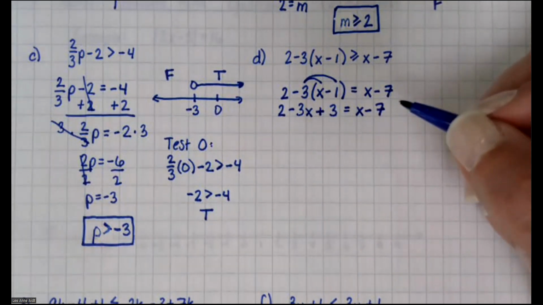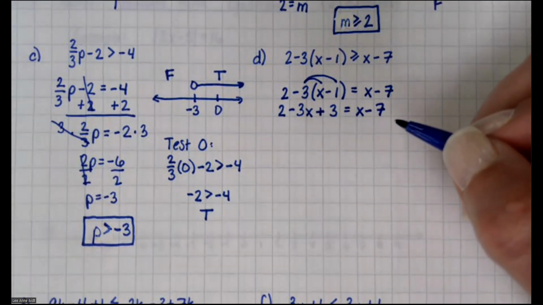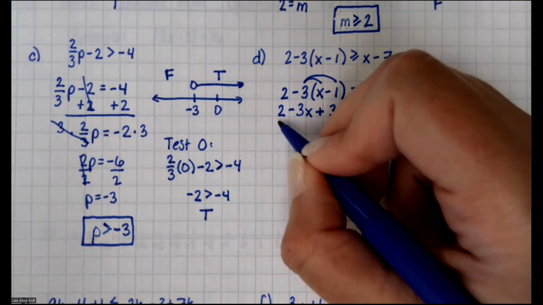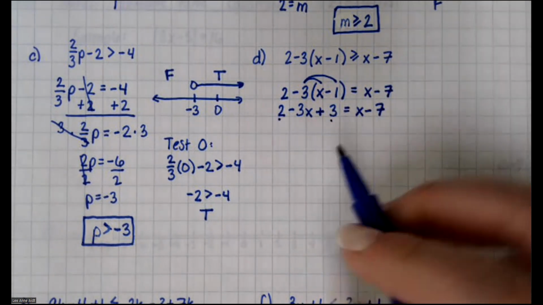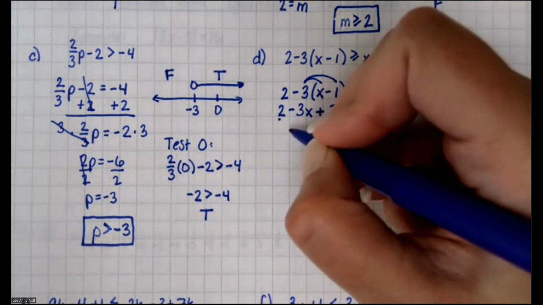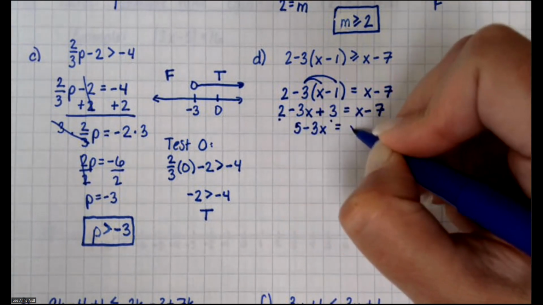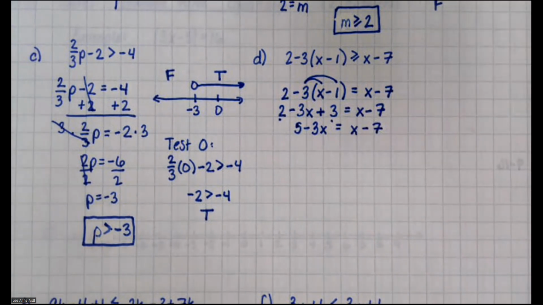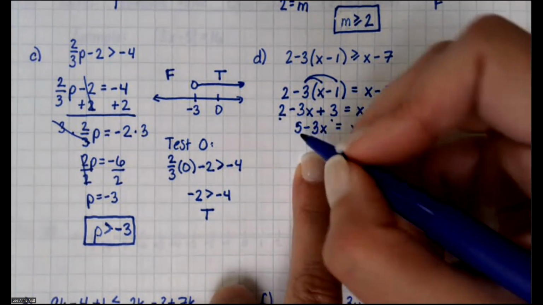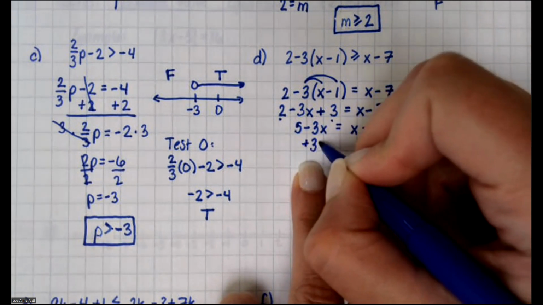A tiny piece of white out on the tip of my pen is driving me nuts. Okay, anyway, then we're going to add the 2 and the 3 together to make 5 minus 3x equals x minus 7. Okay, again, we have choices. I like to undo the smaller x thing, which is negative 3x. I'm going to add 3x.